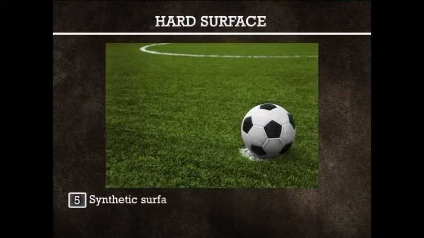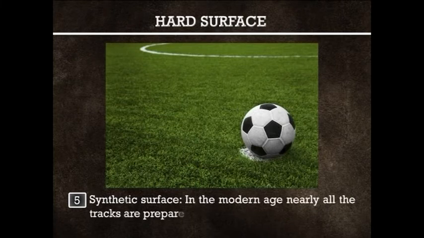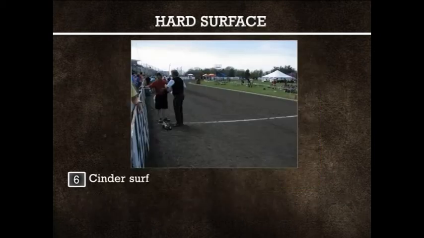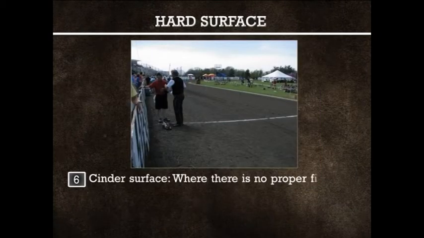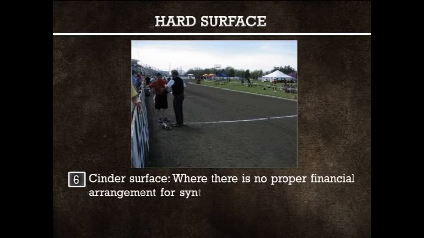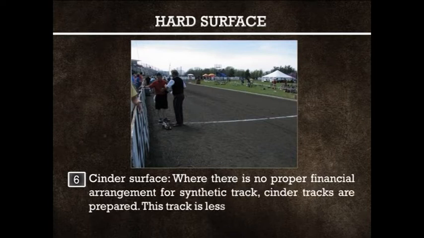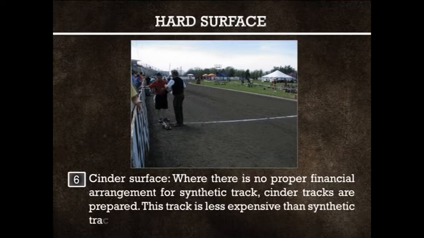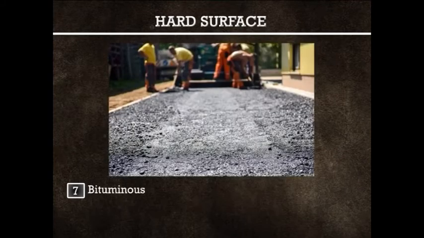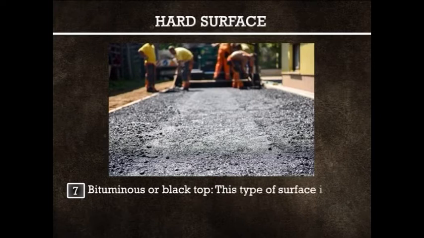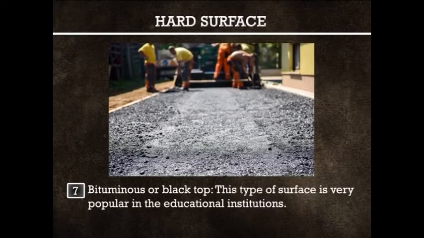5. Synthetic surface. In the modern age, nearly all the tracks are prepared of synthetic surface. Number 6. Cinder surface. Where there is no proper financial arrangement for a synthetic track, cinder tracks are prepared. This track is less expensive than a synthetic track. Number 7. Bituminous or blacktop. This type of surface is very popular in the educational institutions.